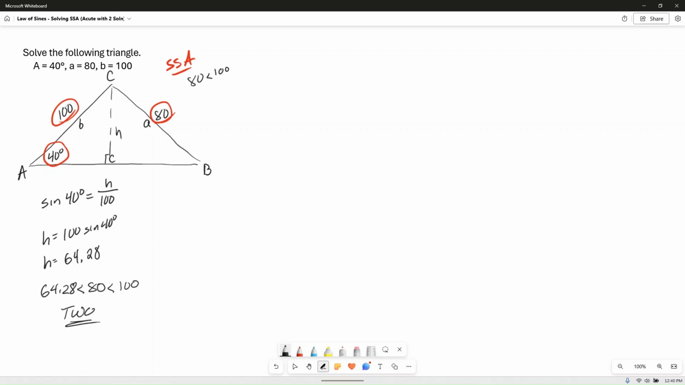So I'm going to redraw my triangle, but I'm going to draw it twice, just so I have one for each solution. So the first triangle is going to be the exact same thing. Angle A in the bottom left corner is 40 degrees. Angle B is unknown, but it's in the bottom right. Side C is the bottom. Side A is top right at 80. And side B is top left at 100. And C is the top angle.